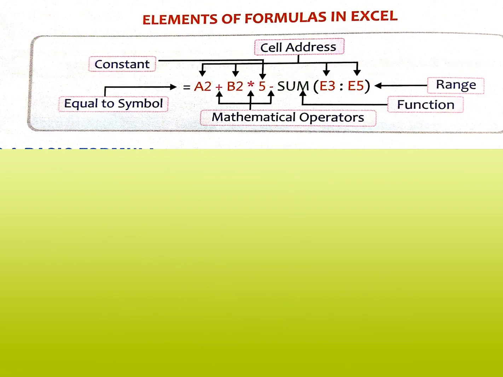There are a few elements of a formula. The very first one is constant. Constants are the fixed values. Here you can see 5 is the constant mentioned.